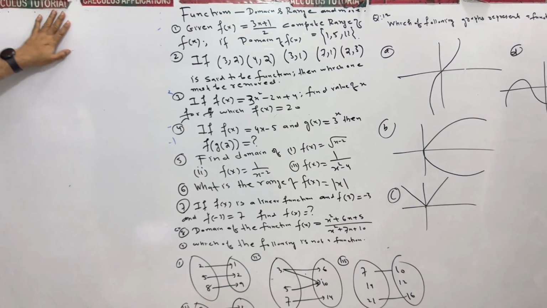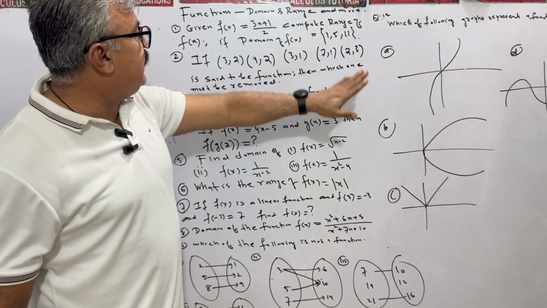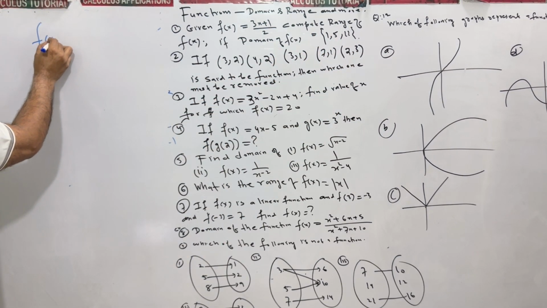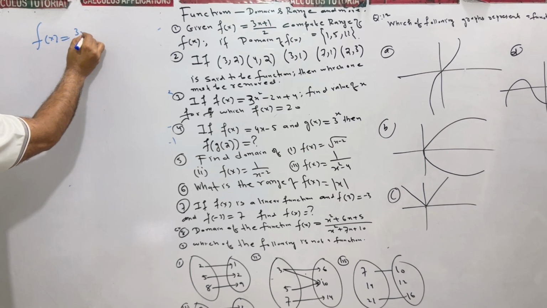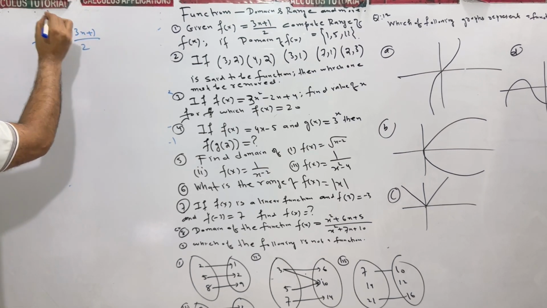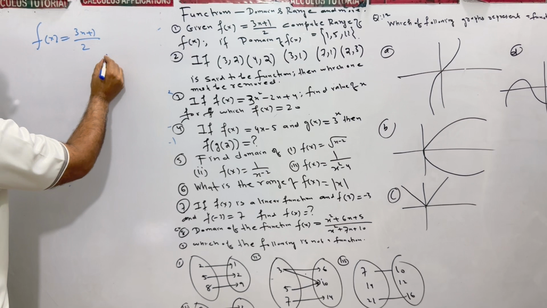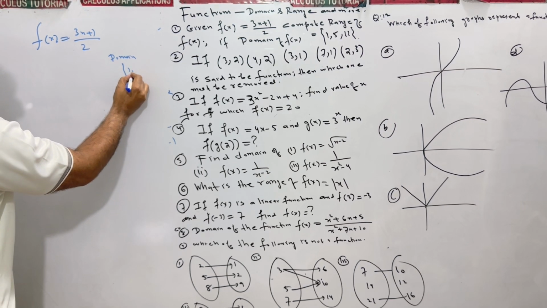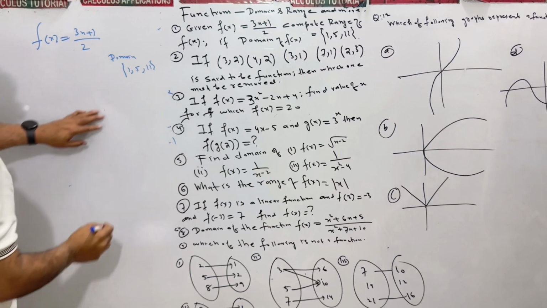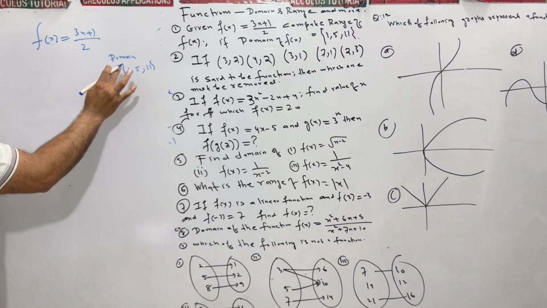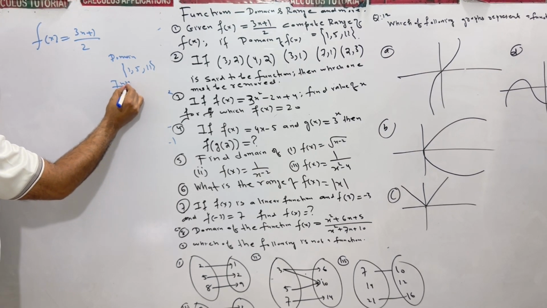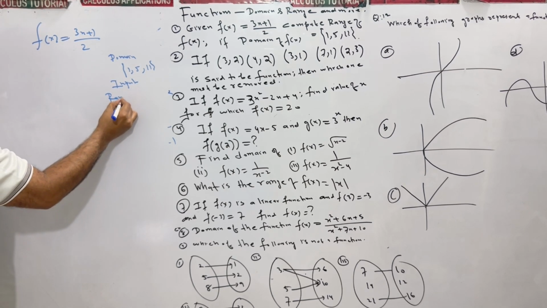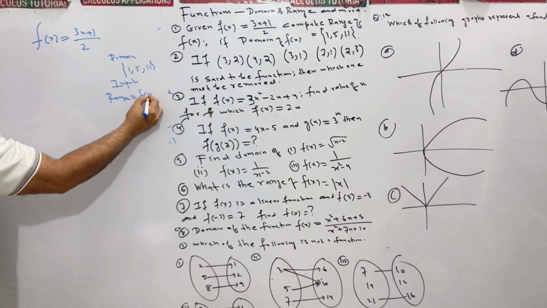Moving towards the first question, compute the range of these values. We have been given the function f of x equals 3x plus 1 over 2, and the domain 1, 5 and 11. These are the values of x. Domain means values of x, the input. Put the values of x to get the range. Range means values of f of x.